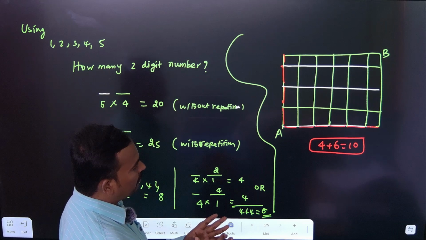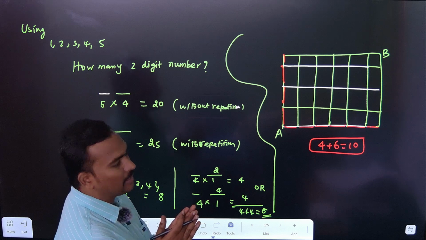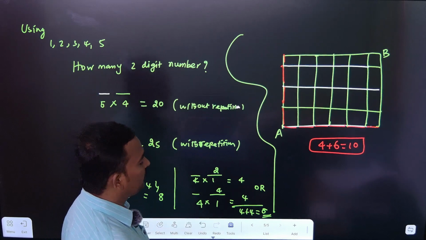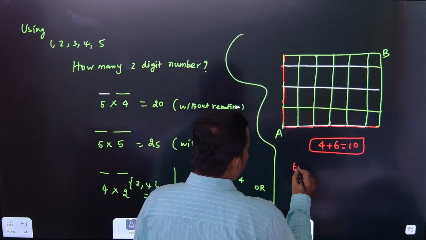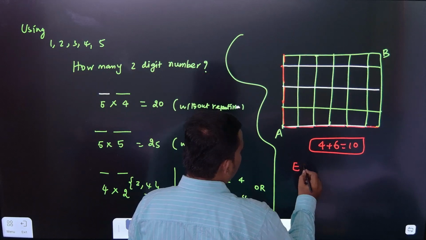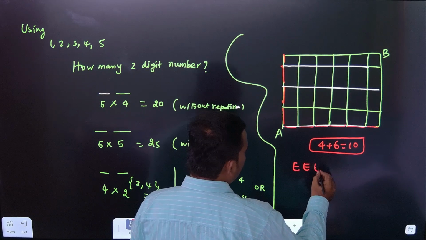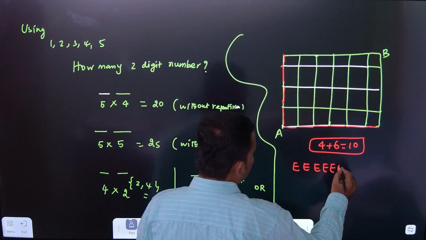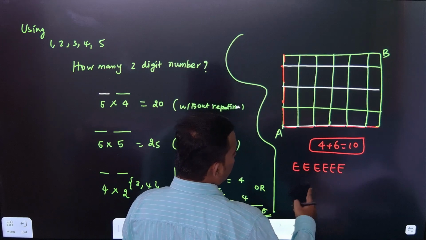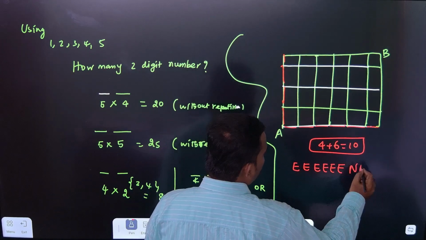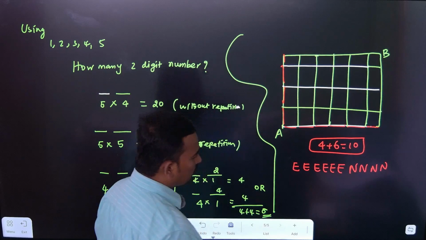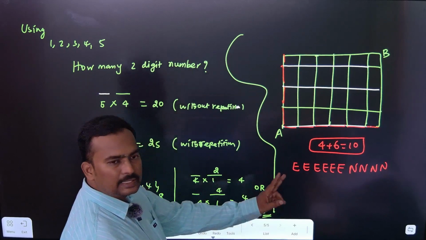So how many shortest paths can you make from this grid, from A to B? You can see there are 8... east side will be 6 possibilities, right? And north side will be 4, right? Clear? So the total is 10.